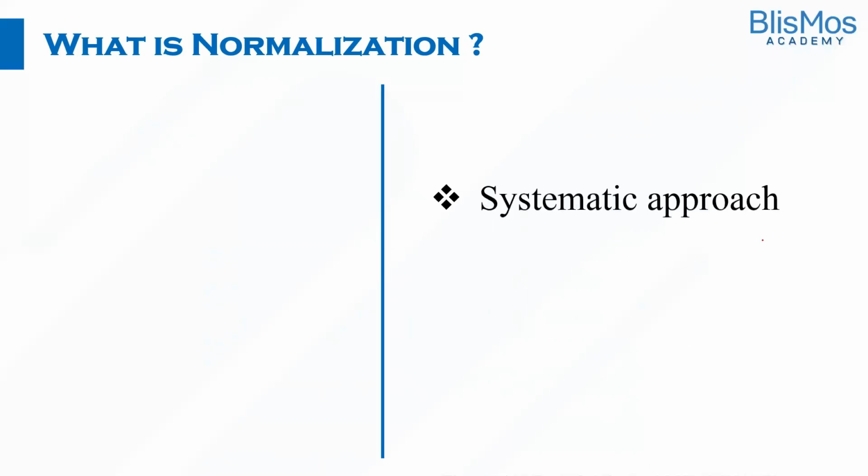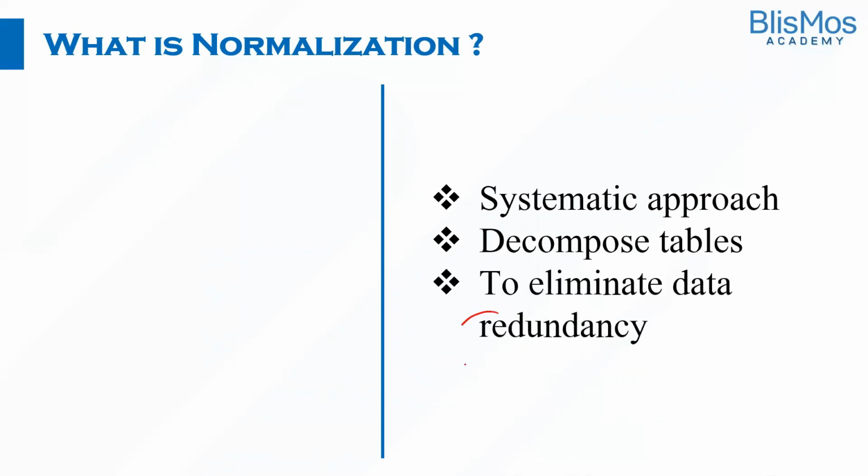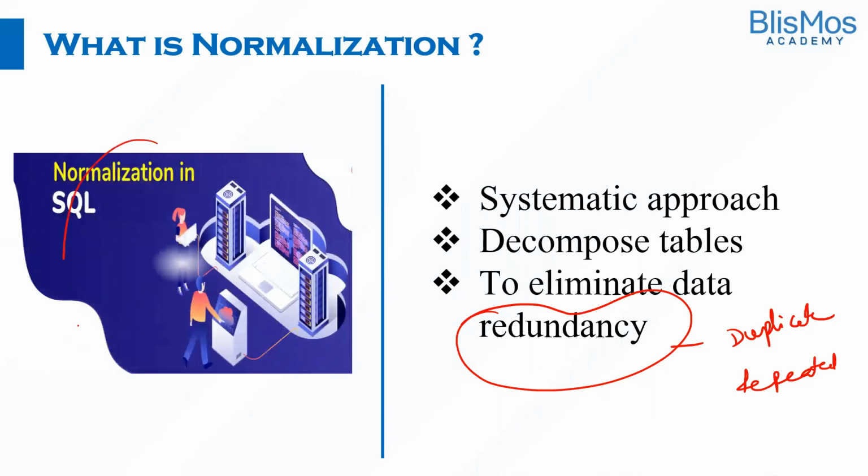Normalization is a systematic approach to decompose the tables to eliminate the redundancy. What exactly is redundancy? Redundancy is nothing but duplicate data, right? The data which is repeated multiple times, that is the redundancy. So normalization is a systematic approach to decompose the tables to eliminate the data redundancy. That is what normalization is.